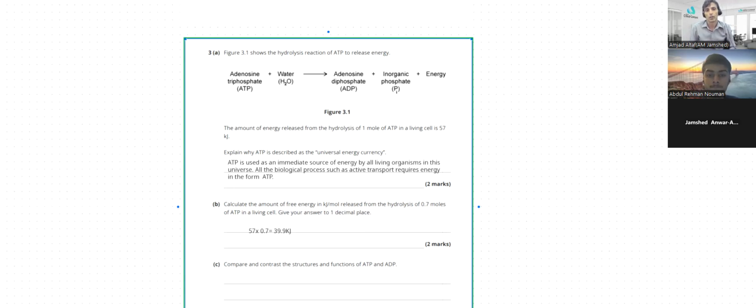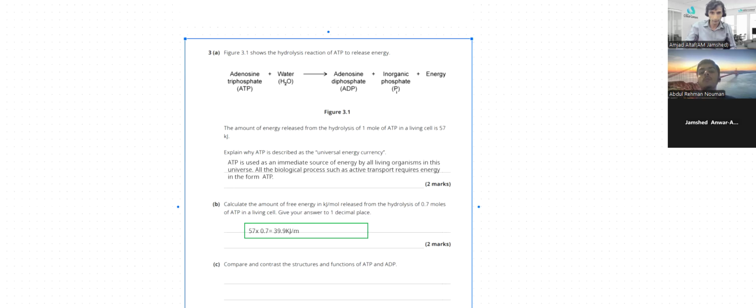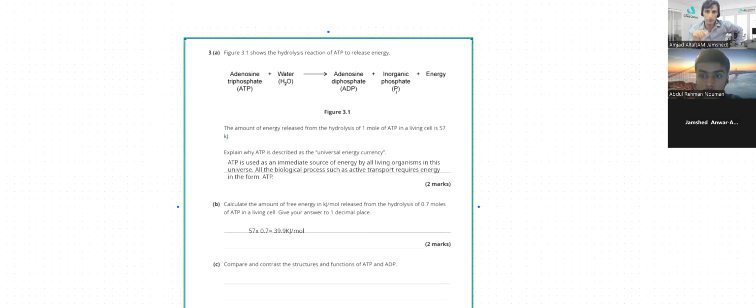Okay. Then you have the next one, which is compare and contrast the structures and functions of ATP with ADP. It's a 4 mark question. It means you have to give 2 points on structure, as per the mark scheme, and 2 points on the function.